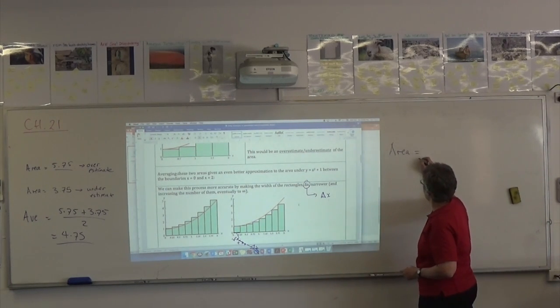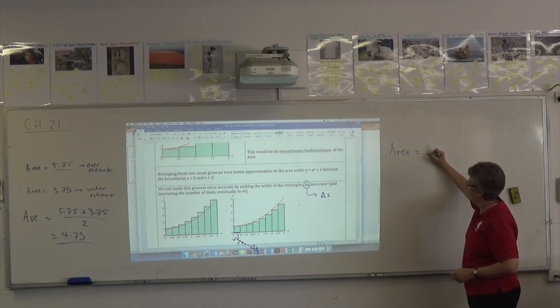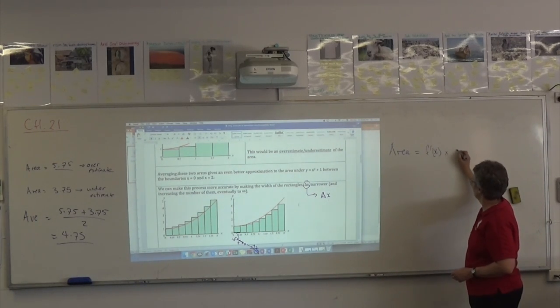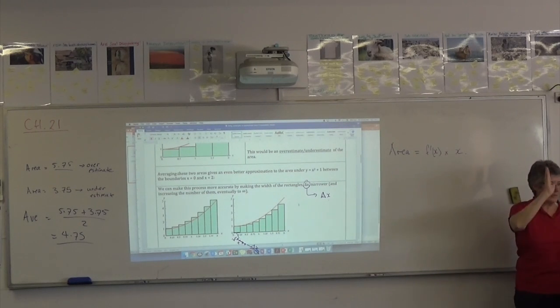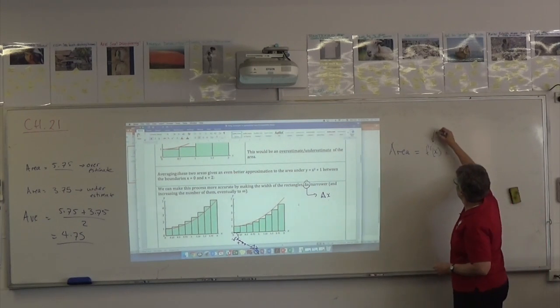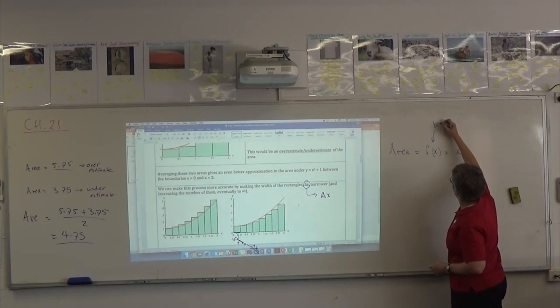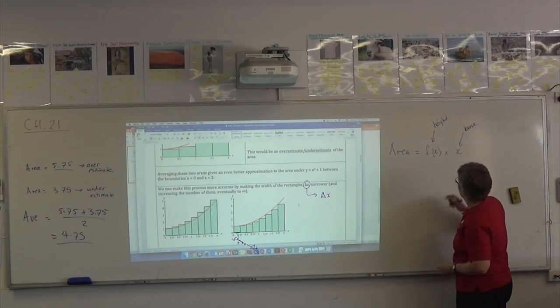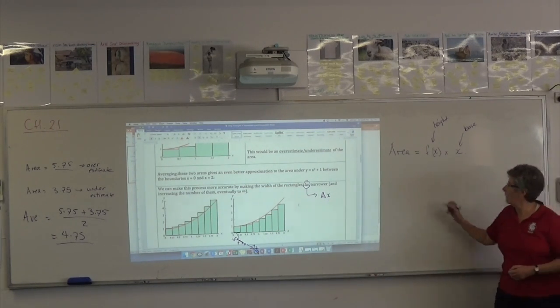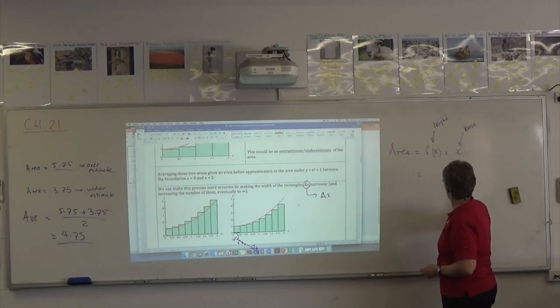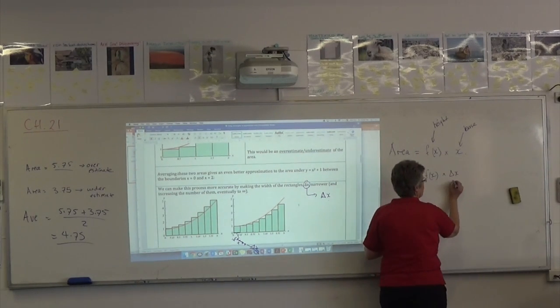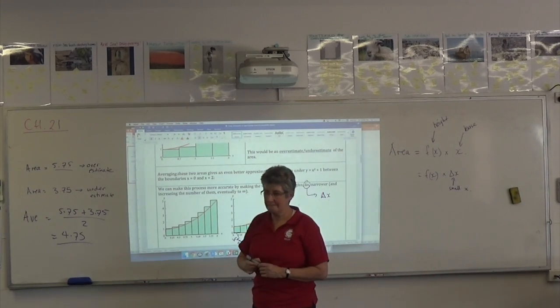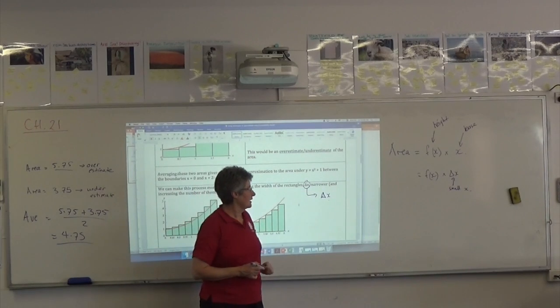if we think about it, our area was our f of x times x. F of x was our height. This was our base, or our width. So that's how we found our area. If we make our x really small, we're still going to go like this. So this is a small x. So my height times this.